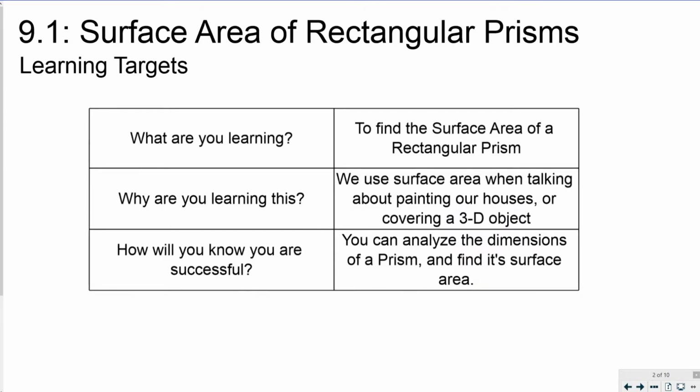So in this video, guys, we're going to be able to find the surface area of a rectangular prism. We're learning this because we use surface area when we talk about painting our houses or covering a three-dimensional object in, like, wrapping paper. You'll know you're successful when you can analyze the dimensions of a prism and then find its surface area.